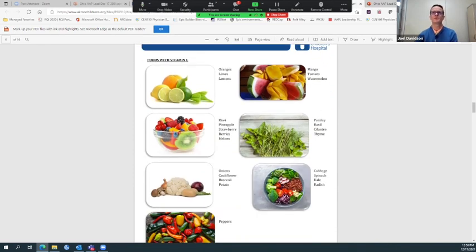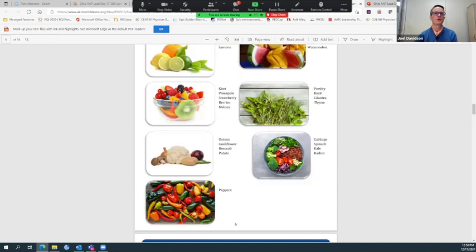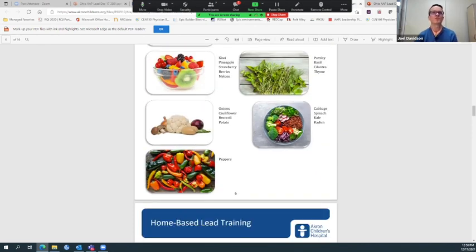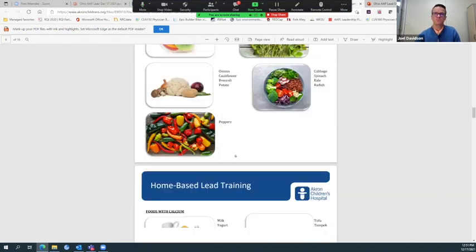So here's the vitamin C section, a lot of fruits. You get some like lemons, limes, oranges, strawberries, raspberries, but also some vegetables, things that families could grow on their own. A lot of our refugee families are very good at gardening. Some of the families that you interact with may or may not be familiar with the process of gardening. But another plug on the food side is access for families to take their SNAP benefits and use them at local farmers markets when those are available.